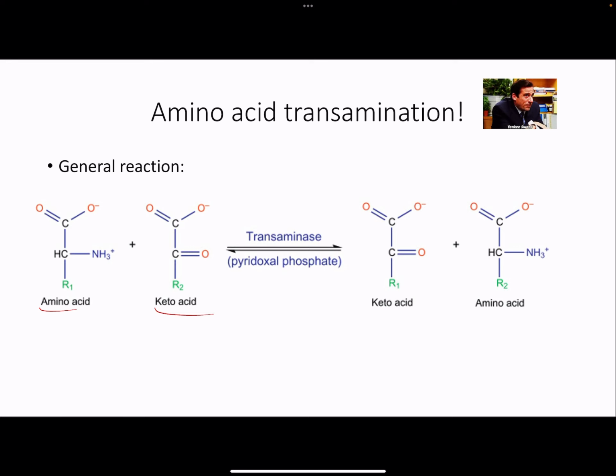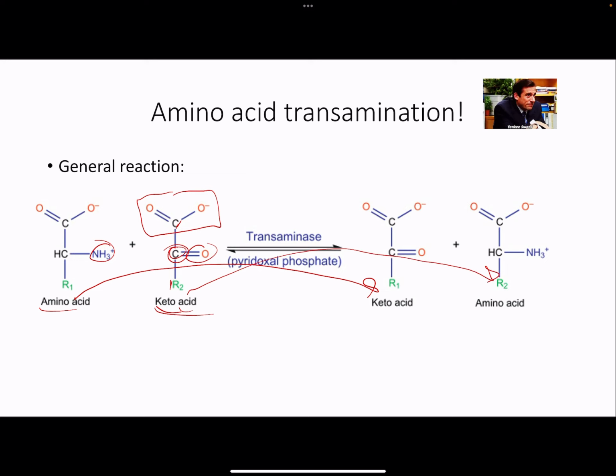Well, a ketone is where you have your carbonyl carbon, and there's a carbon on this side, and a carbon on that side. So that's the keto part. What about the acid? Well, this is my carbonyl, and my alpha carbon is a carboxylic acid, a keto acid. And it's really just swapping. The amino acid is going to become some keto acid because we're just swapping the ammonium for a double bond O. So the amino acid becomes a keto acid, and the keto acid becomes some random amino acid.